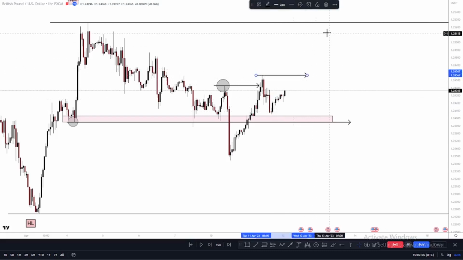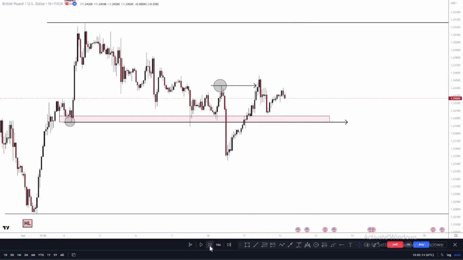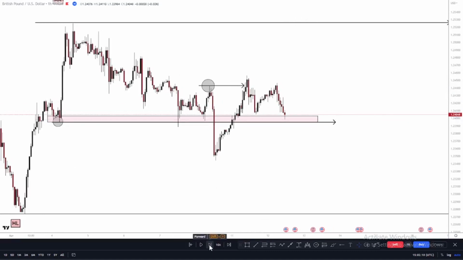Good. That's just by the way, but that's not what I'm looking at. So now let's see if price still comes back to tap into that zone. Boom. Right here. Y'all listen. After price taps into that zone, what do we see? We see a rejection. We see price reject that zone.